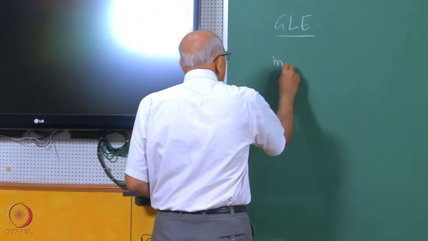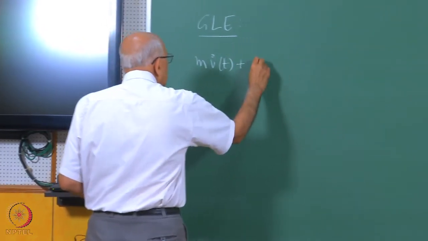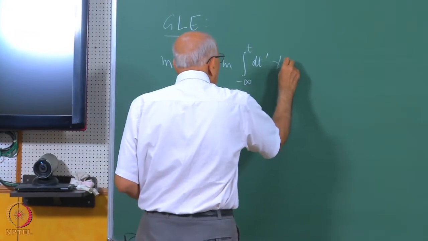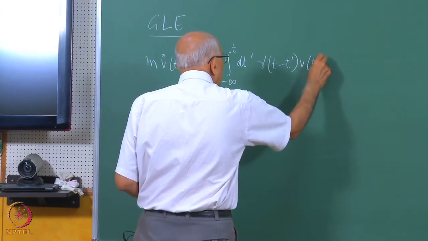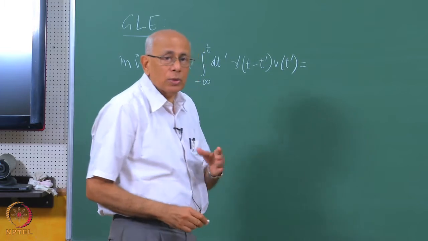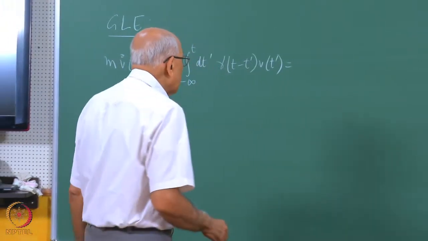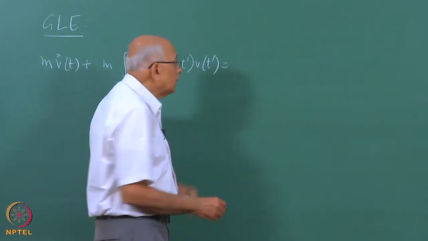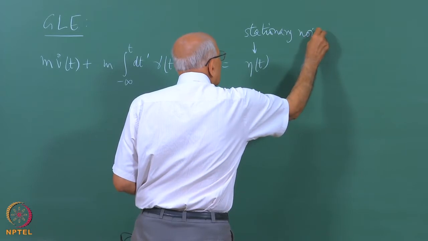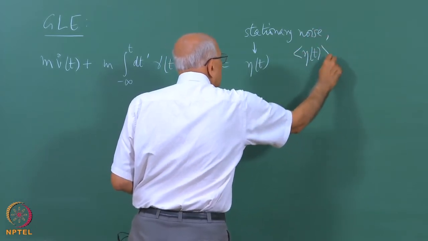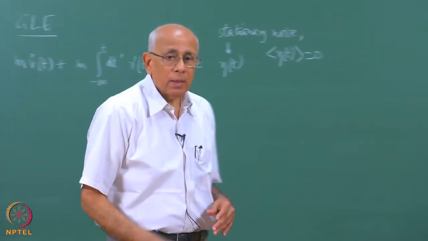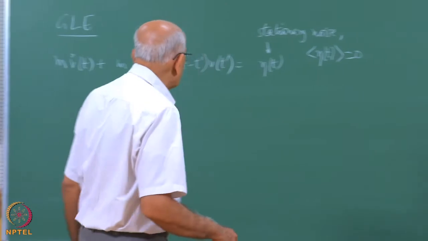This equation said m v dot of t plus m times an integral from minus infinity to t dt prime, some memory kernel gamma of t minus t prime times v of t prime, was equal to the noise on the right hand side, whatever that was. Right now I'm just going to say it's a noise, and that's it. We're not going to specify anything about it except to say it's a stationary noise, some eta of t, with the average value equal to 0. That's the only assumption. We have to see in a consistent way what kind of statistics are tenable for this noise.